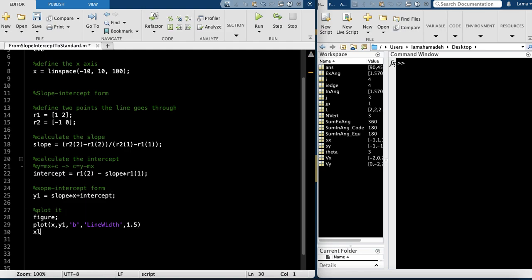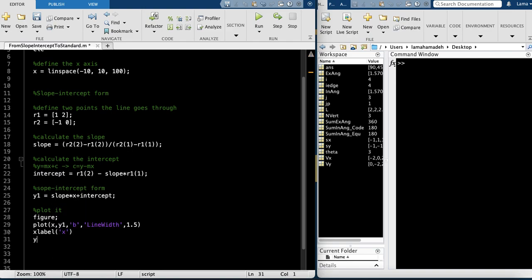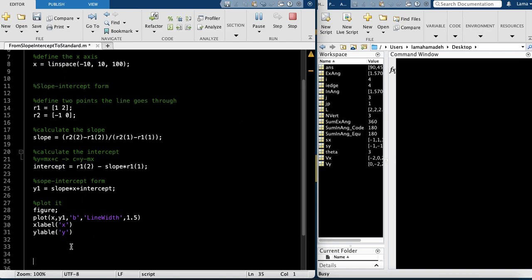I need to define the x label, which is x in our case, and I want to define the y label, which is y in my case here. Okay, so let's run this and see what kind of line we have, and let's see the slope and the intercept of this line.